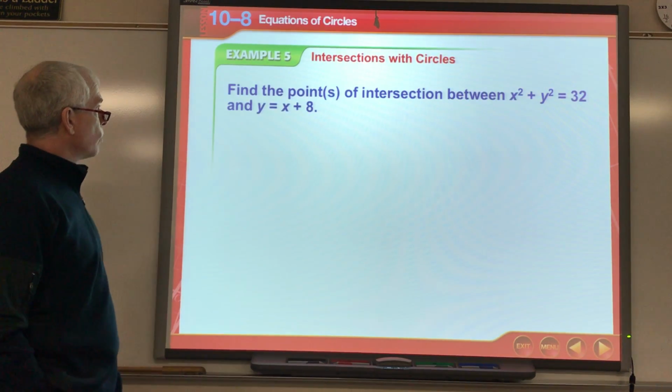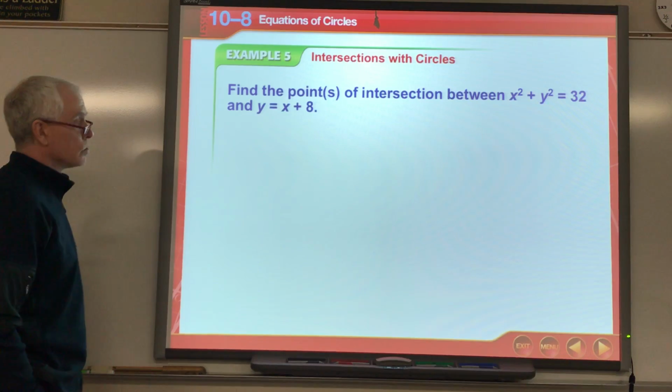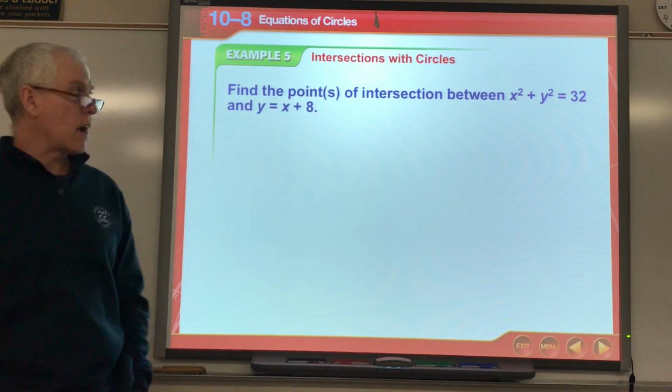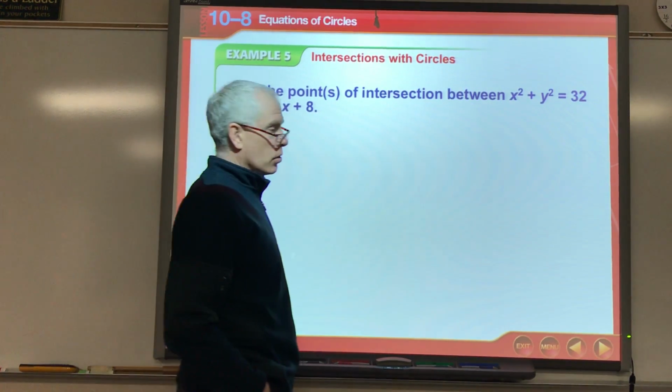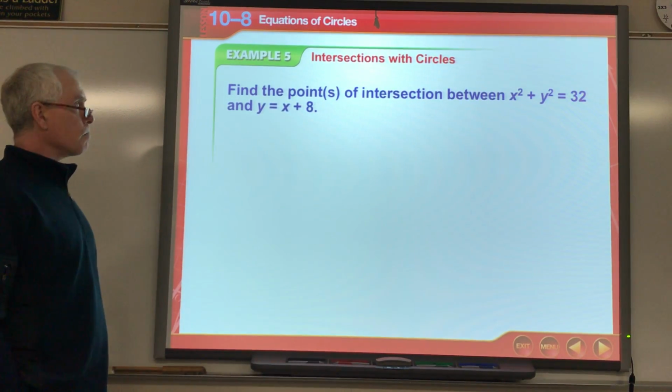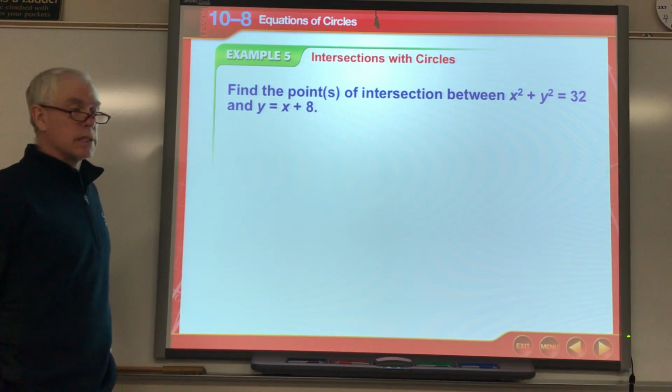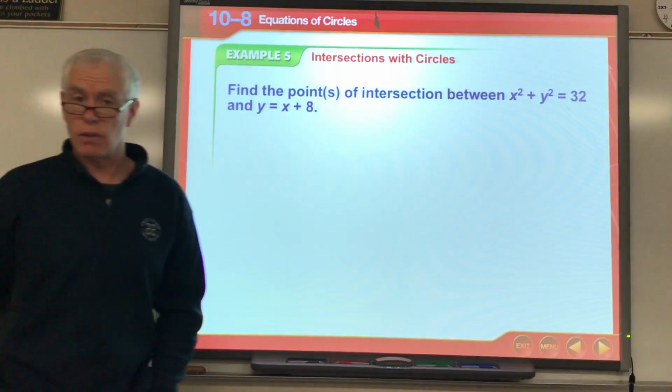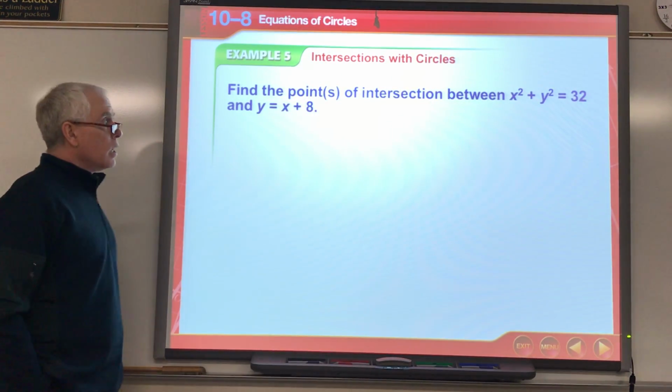Okay, what about this one? Find the points of intersection between these two. So you could do this two ways. If you have graph paper, you could graph a circle that's centered at 0, 0 with a radius the square root of 32. And you could graph this line, y equals x plus 8. You could find out where they cross. And those ordered pairs are your solutions.